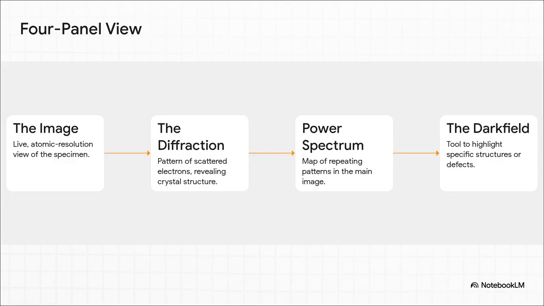So when you fire this thing up, you get this amazing 4-panel view. You've got your main image, which is that live atomic scale view. Then there's the diffraction pattern, which is like an X-ray of the crystal structure. The power spectrum maps out all the repeating patterns in the image, and the dark field is a super cool tool that lets you pick out and highlight just the things you want to see.